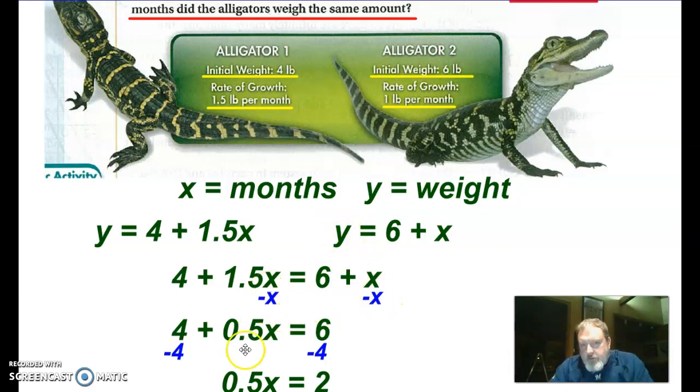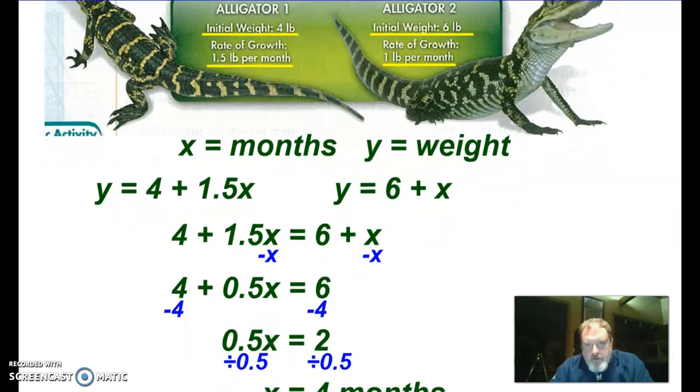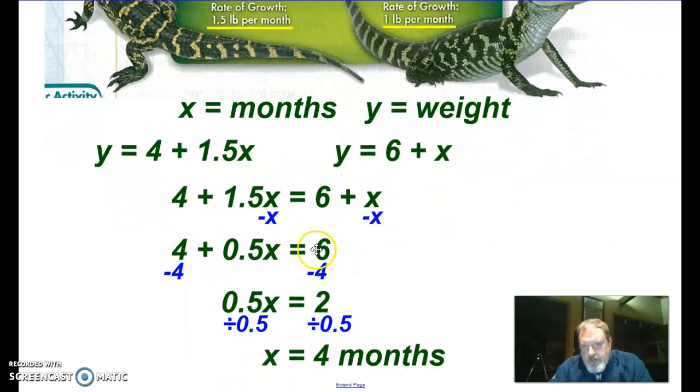We'll subtract x from both sides. Then we can subtract 4. So I get 0.5x equal to 2 and divide. And what we find out is those two alligators will weigh the same after 4 months. Now they didn't ask us to find the weights. We didn't have to plug it back in and find Y at this point. They just want to know how many months before they weigh the same.